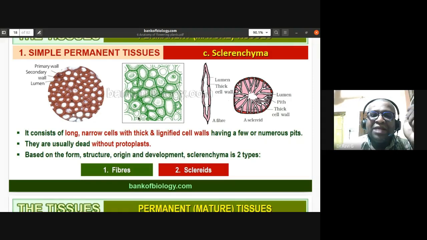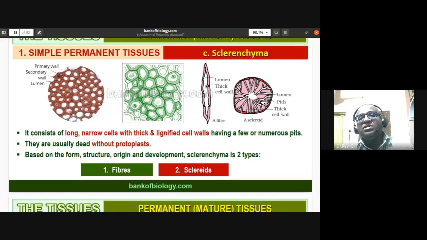So the sclerenchyma is dead without protoplasm. Sclerenchyma at maturity is a dead tissue without protoplast. I told you that the secondary layer of cell wall is lignified. Once they are lignified, lignin is hydrophobic. They don't allow water to enter in. As a result of it, the cells are dead tissue at maturity. They do not have protoplast.